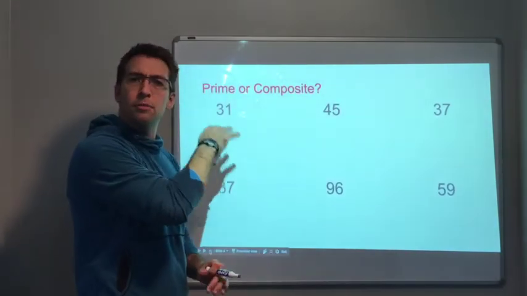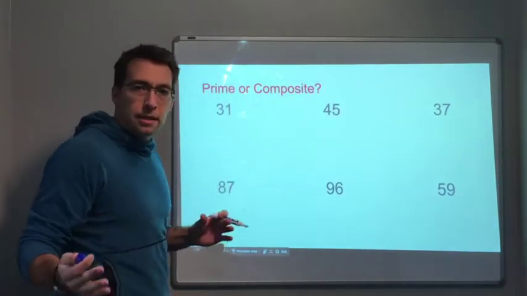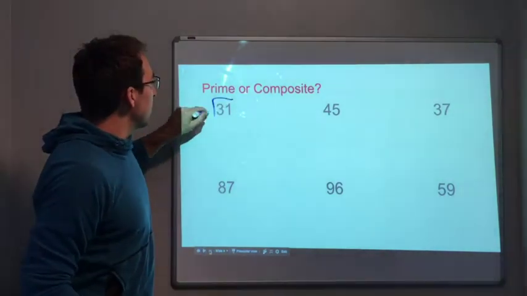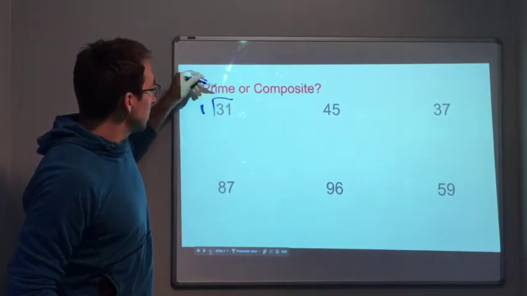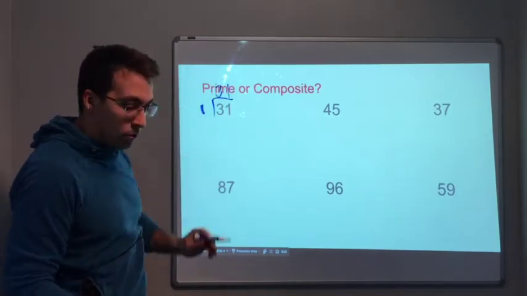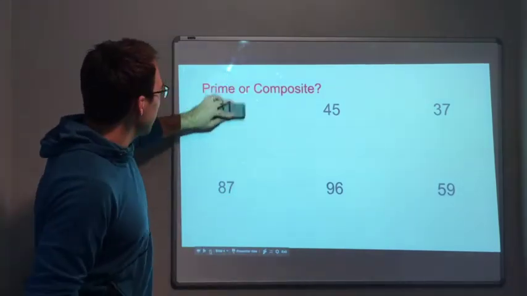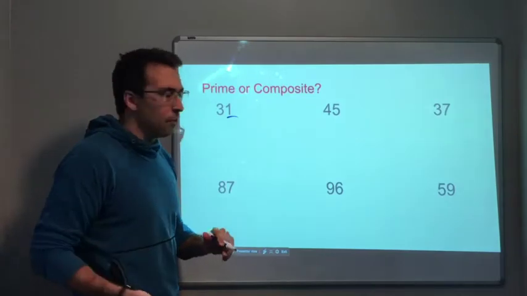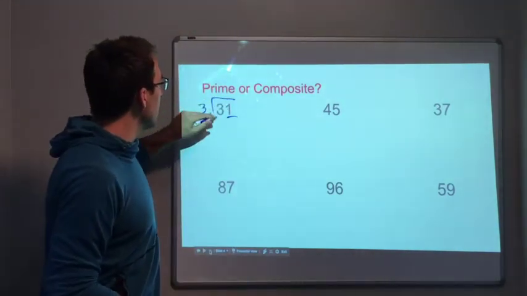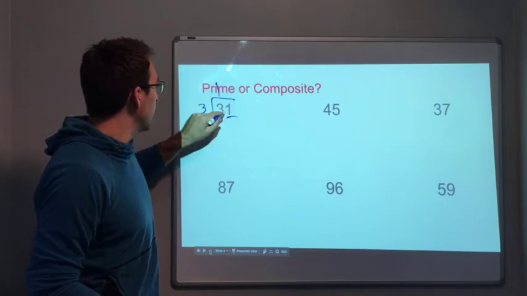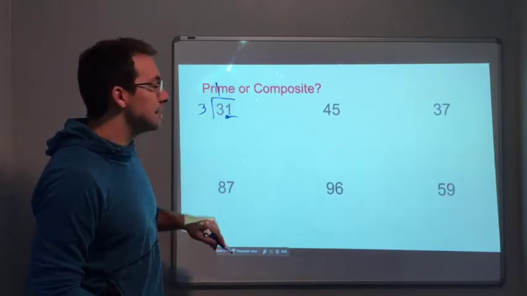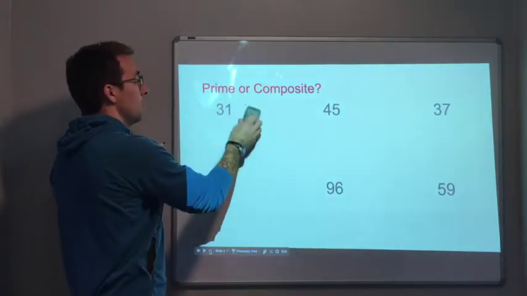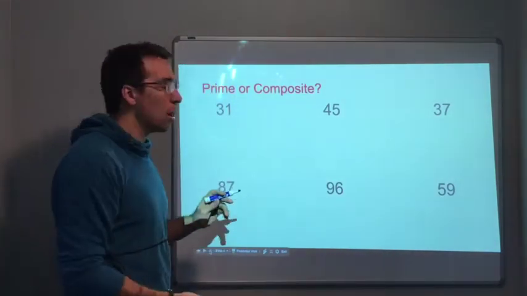So let's look at examining: are these numbers prime or composite? All right, 31. We can divide it by 1. Great, 31 divided by 1 is 31. Can we divide it by 2? No, we can't divide it by 2 because it's not an even number. Can we divide it by 3? Let's look. 3 times 10 is 30, so it does not work. So 31 is a prime number.